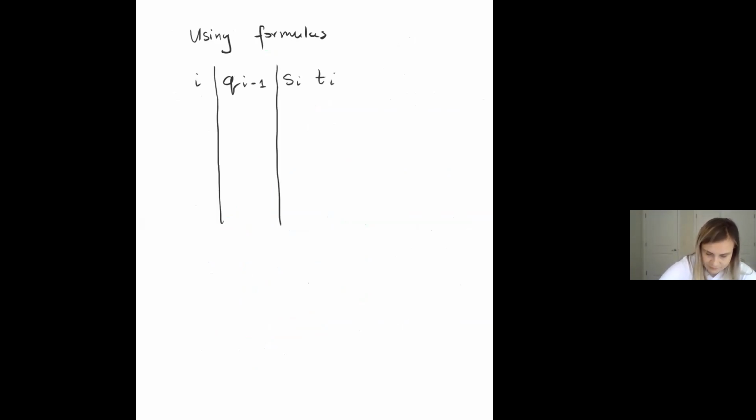So we make a little table. Here we have something that we call Q minus 1. Here we have SI and TI. Now we always write 0, 1 here. We cross out this. We will not go to use this part. Here we always put 1 and 0 and 0, 1. So this is like getting ready for the computations.